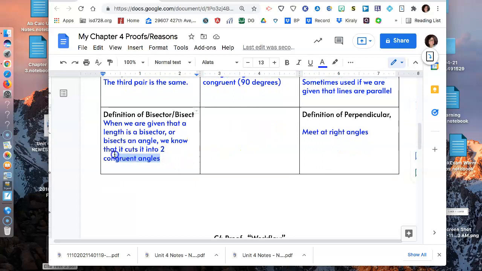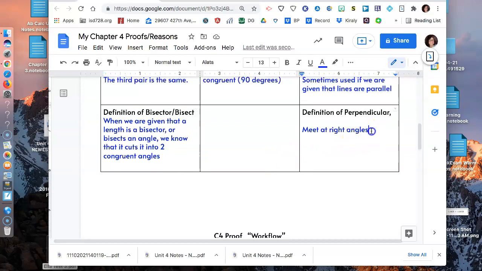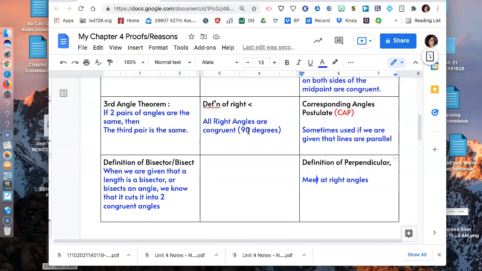Yesterday, I asked you what bisect meant, and you guys said it means to cut in half. And so we said, well, if we're told that something bisects an angle, we get to steal 2 angles because it cuts it into 2 equal pieces. And a reason that we put for that is definition of bisect. And lastly, perpendicular means we meet at right angles.